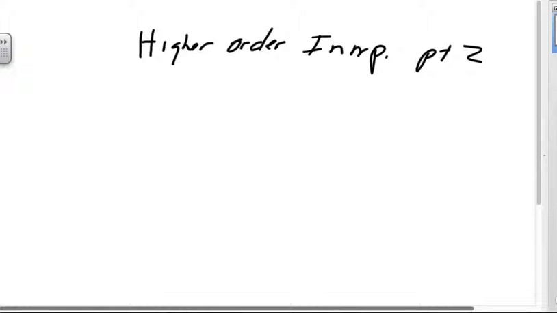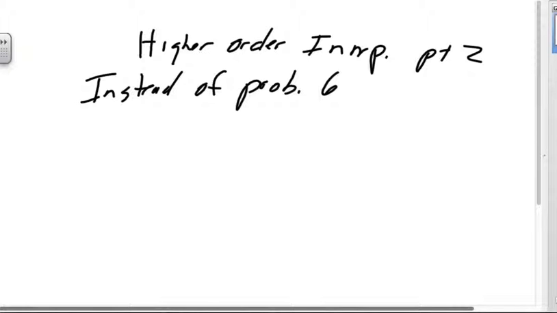First thing you need to do is pull out your syllabus, and instead of problem 64, do problem 46. That's the first thing.